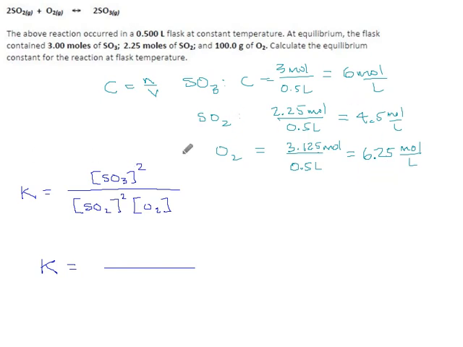The sulfur trioxide is 6 squared. The sulfur dioxide is 4.5, also squared. The oxygen is 6.25, first power. So if we calculate that, 6 squared is 36, divided by 4.5 squared, which is 20.25, I believe, and also divided by 6 1/4, 0.284 is what I get for that one.